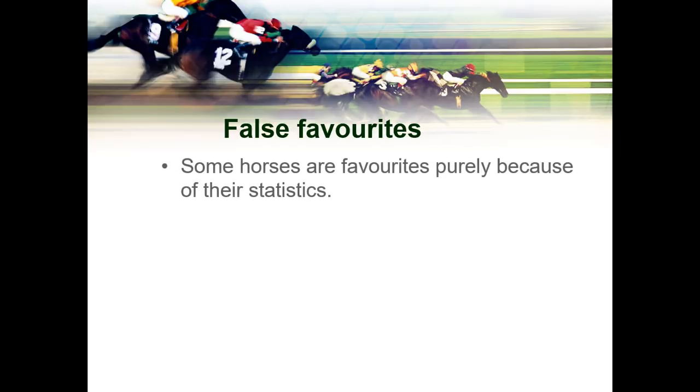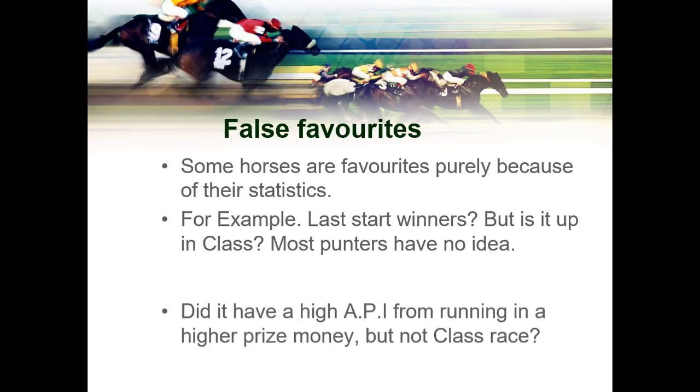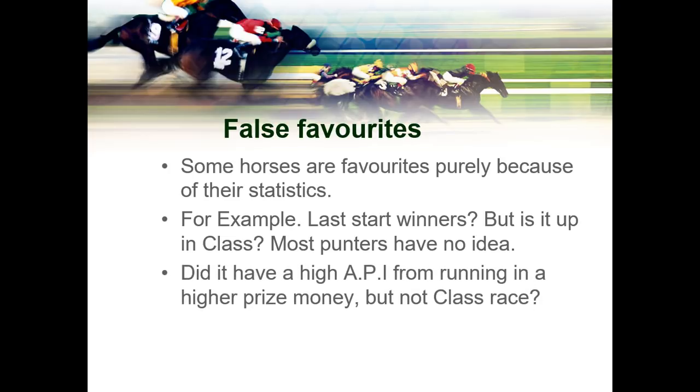Okay, now if we're talking about false favourites, here are some indications. Some horses are favourite purely because of their statistics. In other words, were they a last start winner? People automatically put that in as favourite, but then you've got to ask yourself, is it up in class? Most punters have absolutely no idea what that is. Did it have a high average prize money from running in a higher prize money, but not a class race?